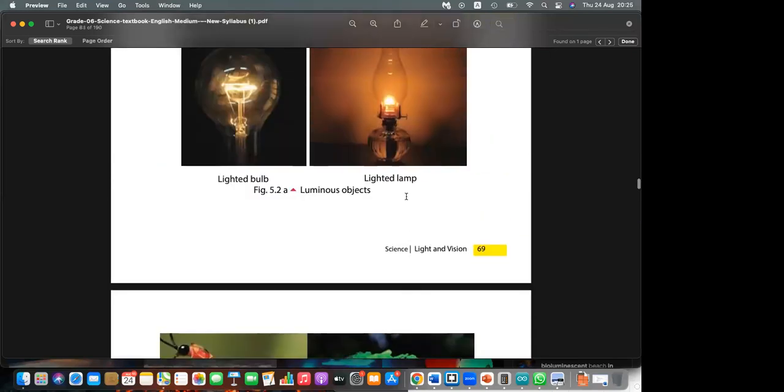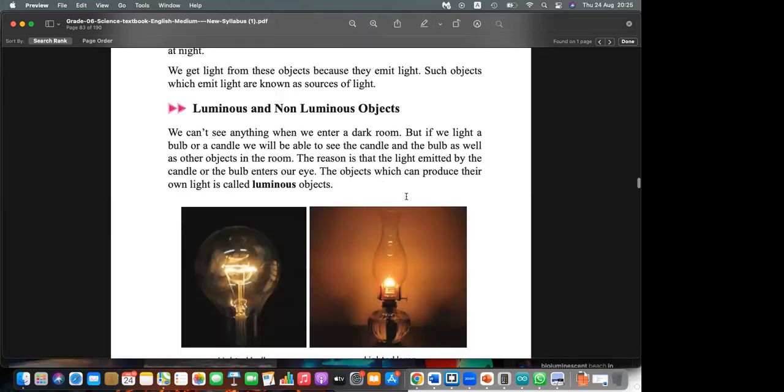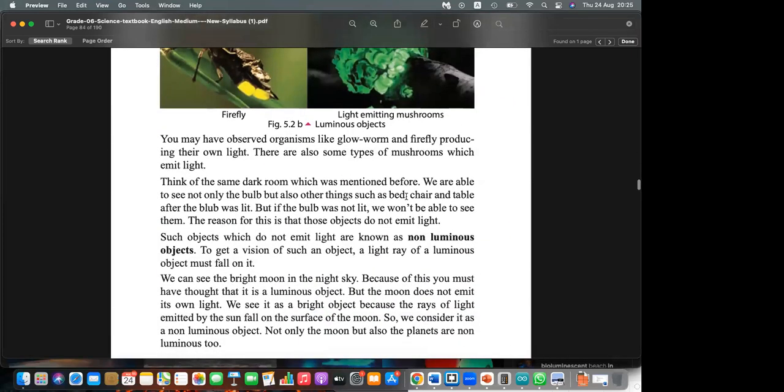Basically there are two kinds of objects called luminous and non-luminous objects. Luminous objects are capable of generating their own light. Those objects which can produce their own light, we call luminous. Non-luminous objects do not emit light, they are not capable of generating light.